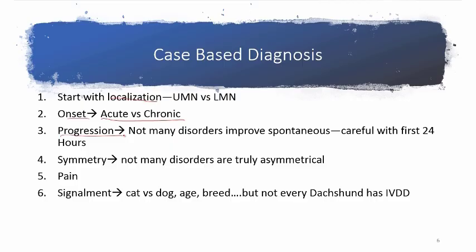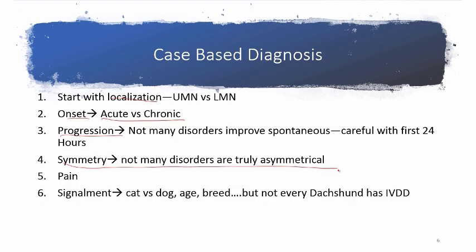But not many things are going to improve. They generally get worse or stay the same. So symmetry: not many disorders are truly asymmetrical. If you have a dog who has a peripheral neuropathy, for example a dog with a nerve sheath tumor of the front leg, that's going to be a truly asymmetrical problem, but most of these problems are not.